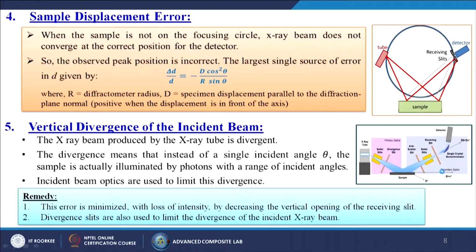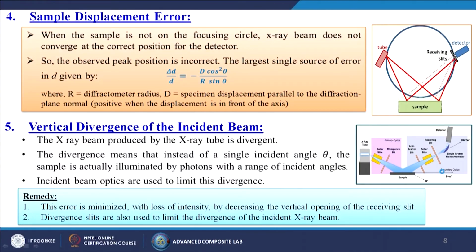Then number 4 is the sample displacement error. When the sample is not on the focusing circle, the X-ray beam does not converge at the correct positions to the detector itself. Because it can go outside of the sample, or it can concentrate on a particular point, it will not cover the area of the whole sample. So, the observed peak position is incorrect.